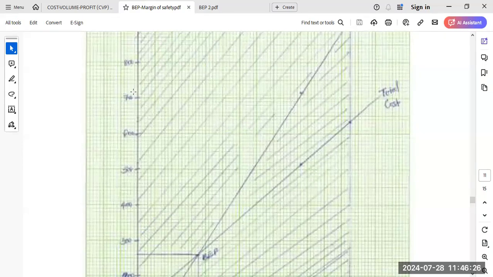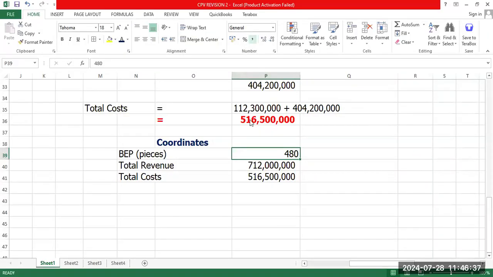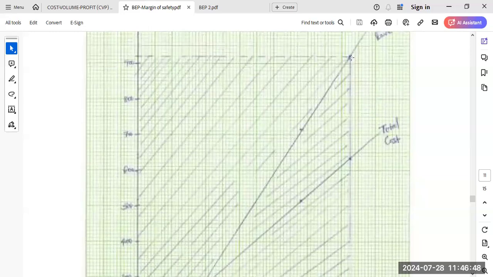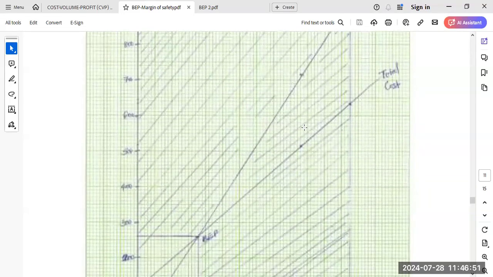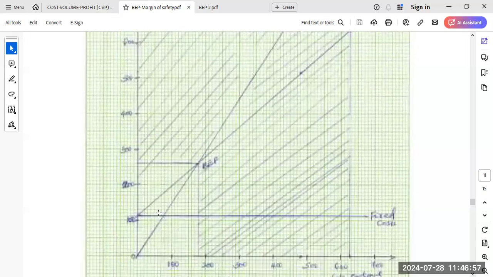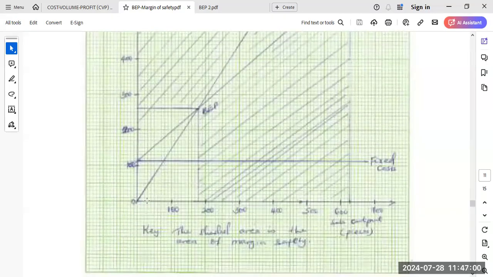Then 712. Is it 712 or 7? We are looking for what? 712. Okay. So 712 is around here. That's why you see another arc. Once you're done, join this arc with this one, starting from origin. Because you know that with revenue, before you sell anything, there is no revenue. So that's why we are starting from the origin.